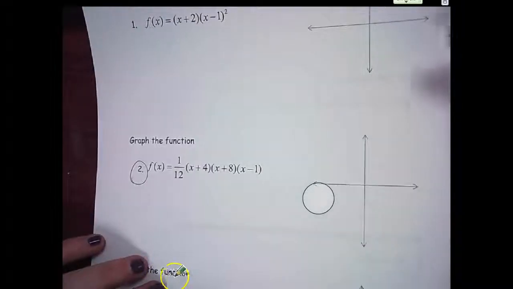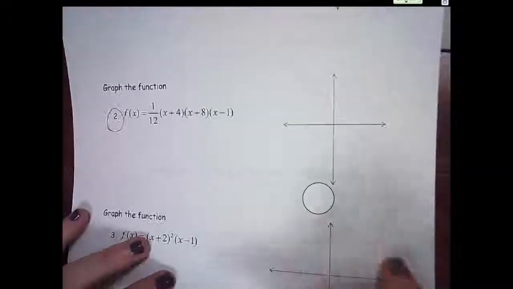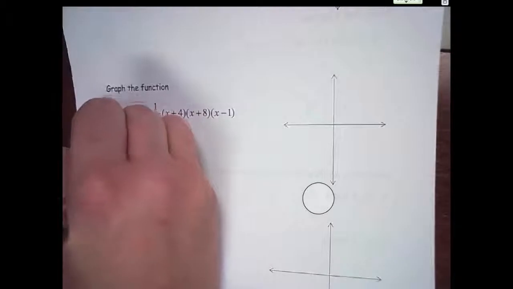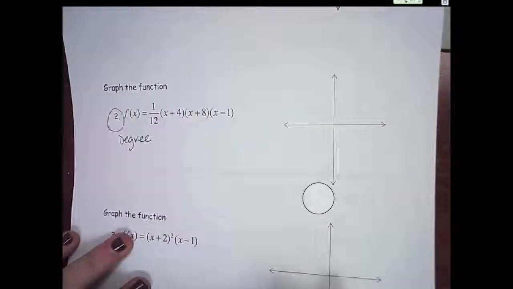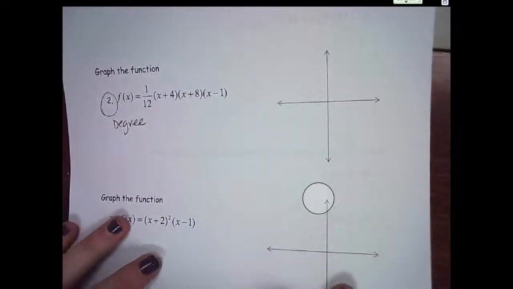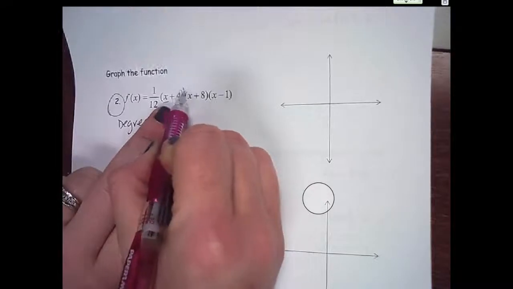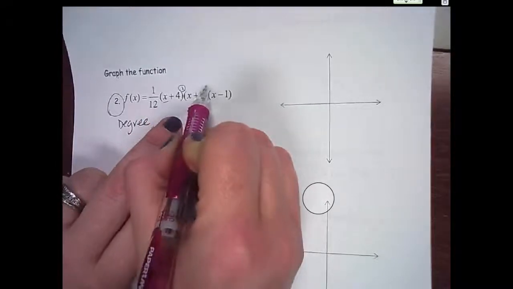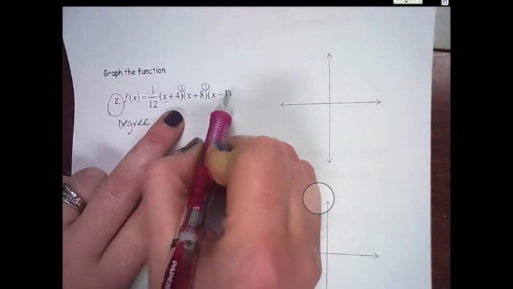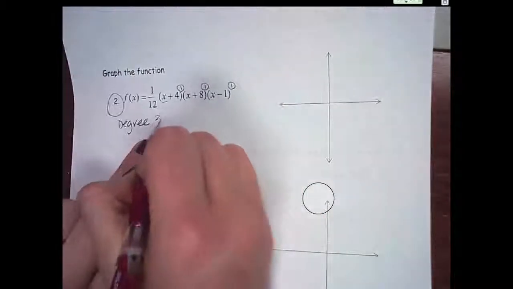Okay, the first one we're going to do is attributes of functions. So first let's look at the degree. When we do degree, I want to add all the x's. So I look how many x's I have. I have this one, x plus 4 to the first, x plus 8 to the first, and x minus 1 to the first. So my degree is 3.